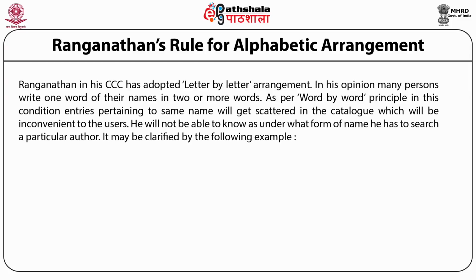In his opinion, many persons write one word of their names in two or more words. As per the word by word principle, in this condition, entries pertaining to the same name will get scattered in the catalogue, which will be inconvenient to the users. He will not be able to know under what form of name he has to search a particular author. It may be clarified by the following example.